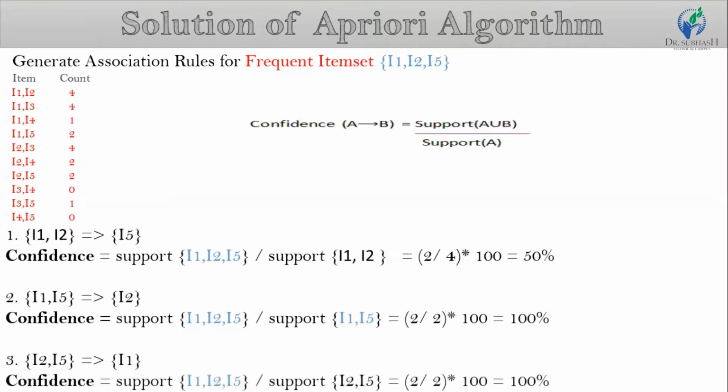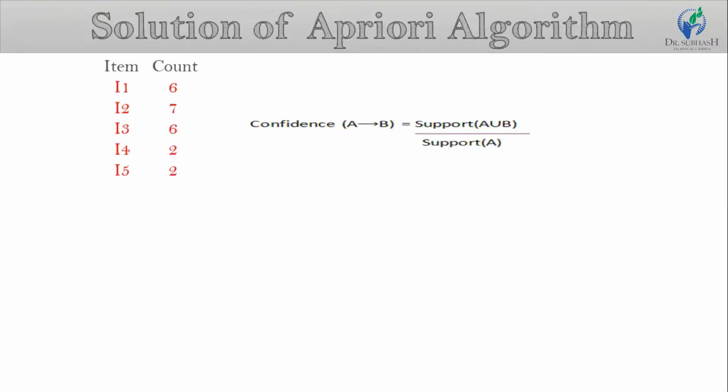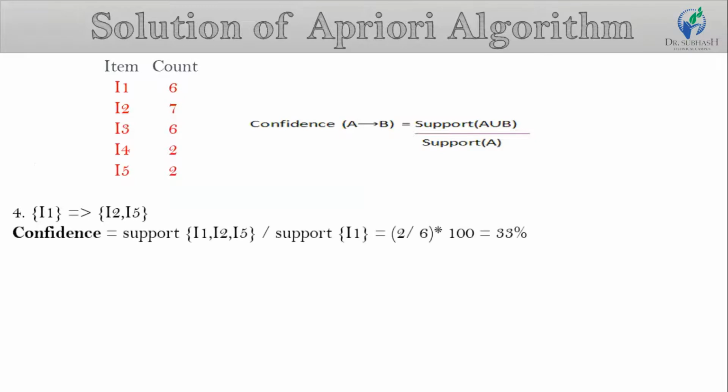Now next is I2, I5 implies I1. So confidence is equal to support I1, I2, I5 divided by support I2, I5. So answer is 100%. Next is I1 implies I2, I5. So confidence is equal to support I1, I2, I5 divided by support I1. So answer is 33%.